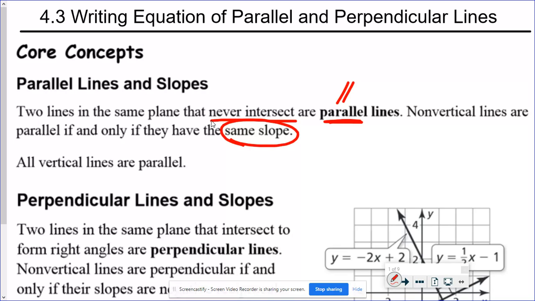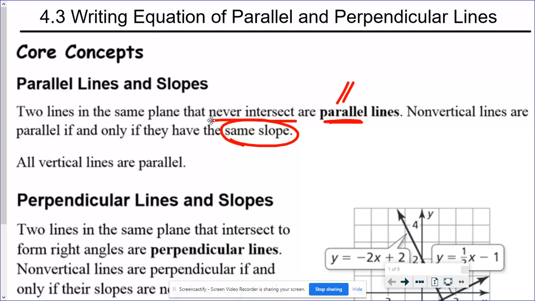The only reason they specifically talk about non-vertical lines and vertical lines is that you know the slope of a vertical line is undefined. That's not a number. So I can't say that they have the same number for the slope if they don't have a number at all. So that's just being careful with how we talk about it.